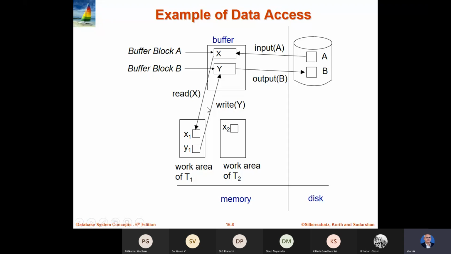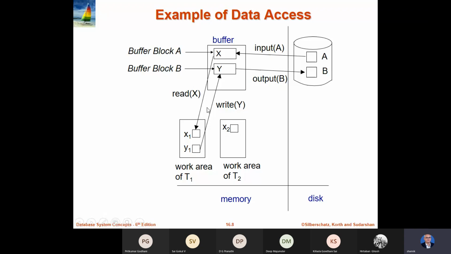It could mean the data only got written in the buffer block. It has not been flushed yet to the disk block with an output B operation. So from the transaction point of view, it reads from the buffer block, makes some changes, writes to the buffer block. If it is written there, it commits from T1's perspective or T2's perspective and so on. The data indeed has been committed and the user gets a message that your data has successfully been saved.